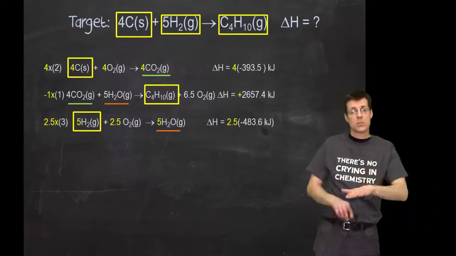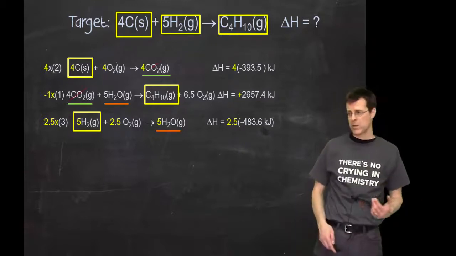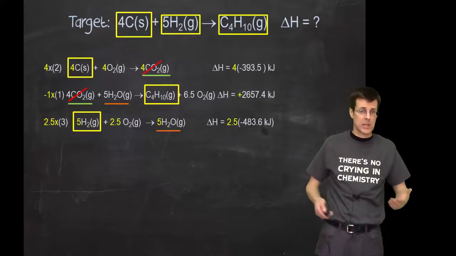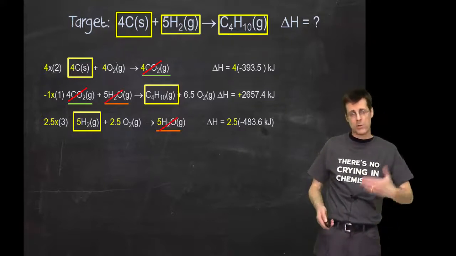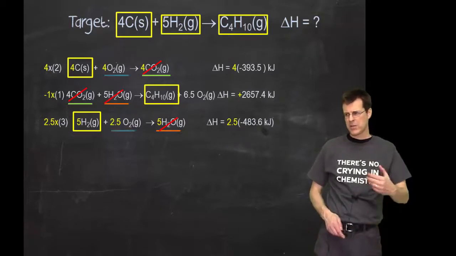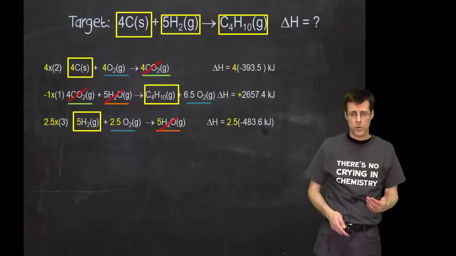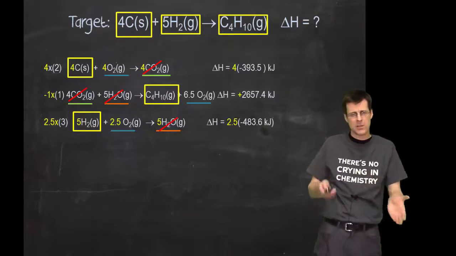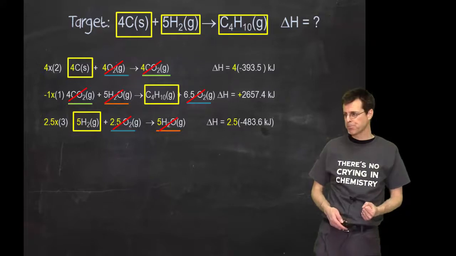I can now start to eliminate the things that show up on the reactant side and the product side. My 4 moles of carbon dioxide cancel out. My water that I don't want, I've got 5 on the reactants, 5 on the products, they cancel out. And I also have, all combined, those oxygen molecules. I've got some on the reactant side, I've got some on the product side, and if I add up the different pieces, I find that they will also cancel out.